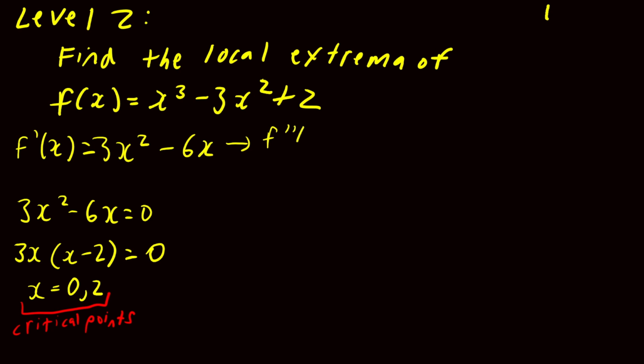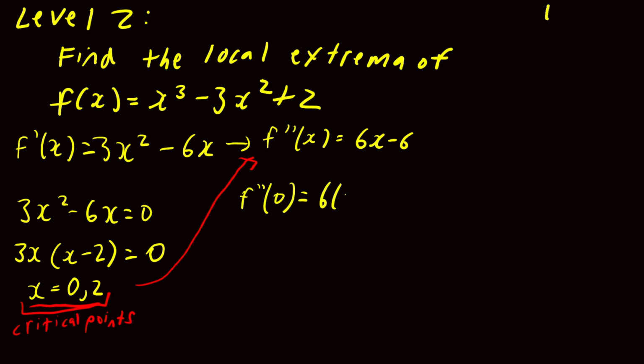So 6x minus 6. And now we plug in our critical points into our second derivative. So let's start with x equals 0. f double prime of 0 equals 6 times 0 minus 6, which is 0 minus 6 equals negative 6.